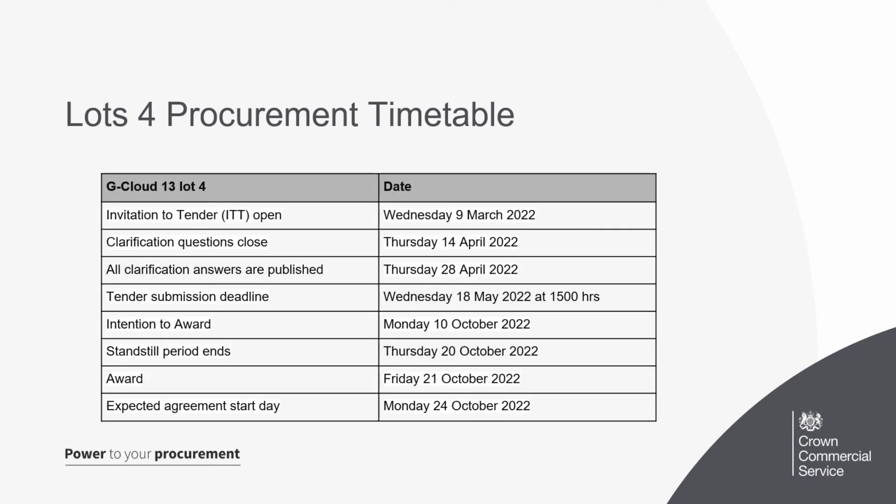The timelines for lot 4 are very similar to those of the other 3 lots, with everything up to and including the tender submission deadline being the same. You need to get your bid to us by Wednesday the 18th of May. However, because of the price quality evaluation process being employed for this lot, we will not be issuing our intent to award until Monday the 10th of October, with award following the standstill period happening on Friday the 21st of October. The clarification process will be exactly the same as lots 1 to 3, although you will use the Jagger platform to raise them.